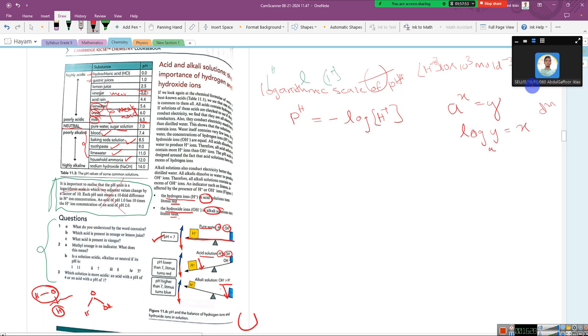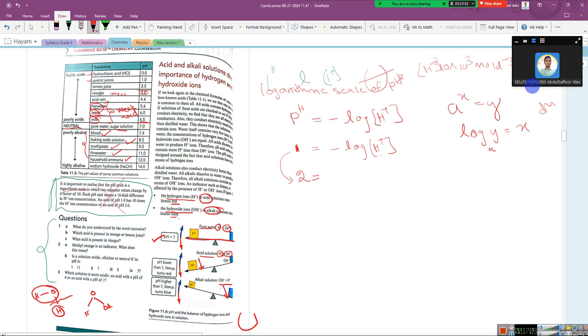Now we have to compare the situations. So if pH is 1, that means minus log H plus concentration. Now if pH has increased to 2, and let's say the concentration of H plus is x, and the new concentration is H plus nu.